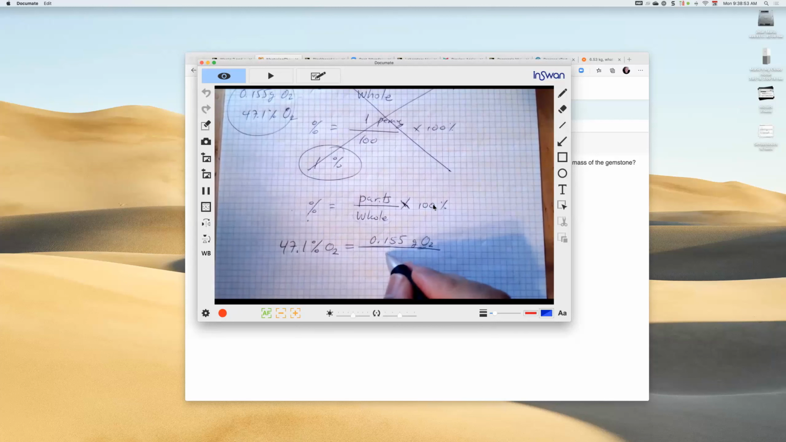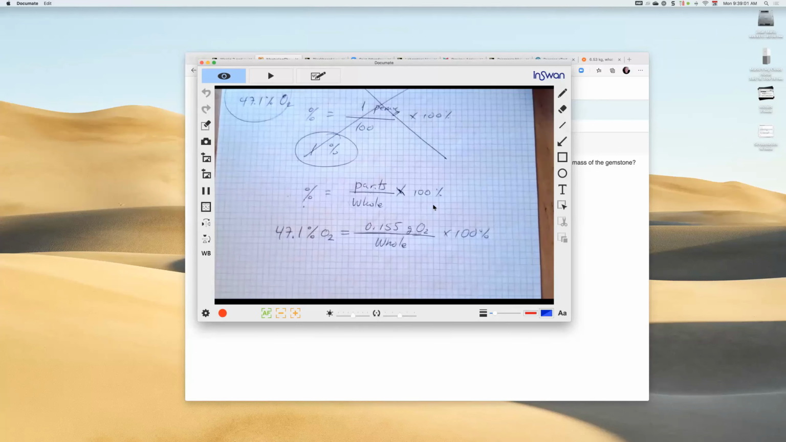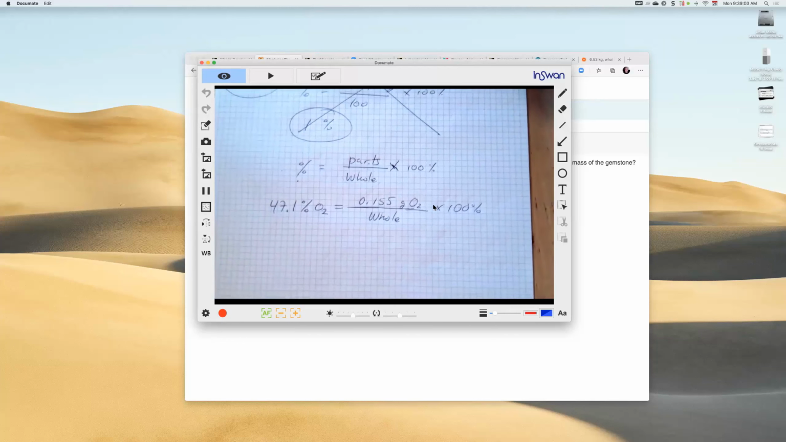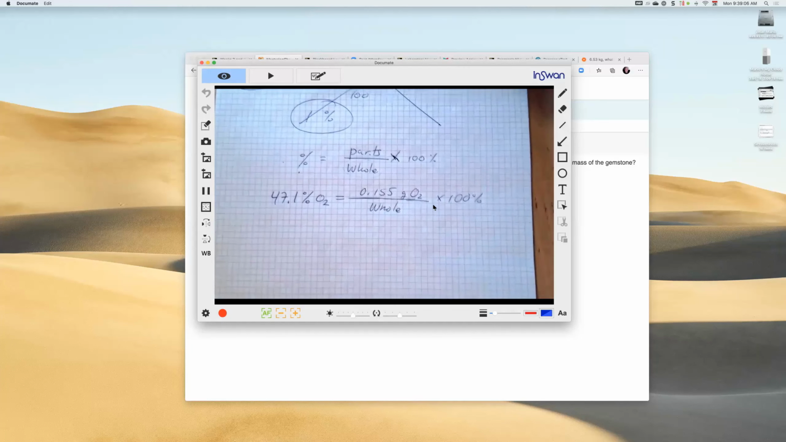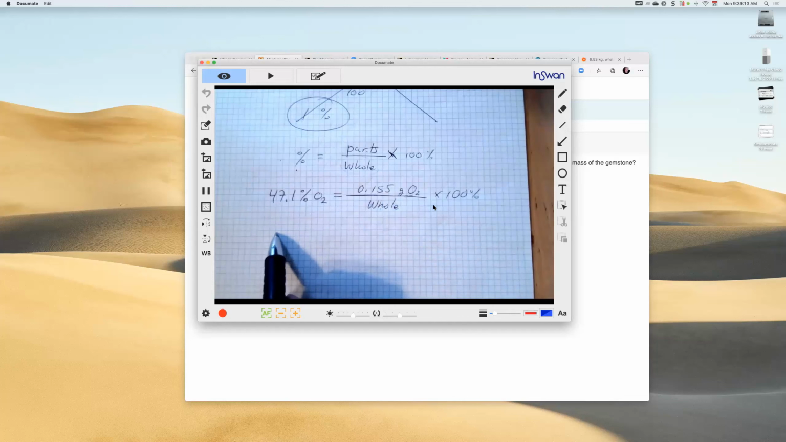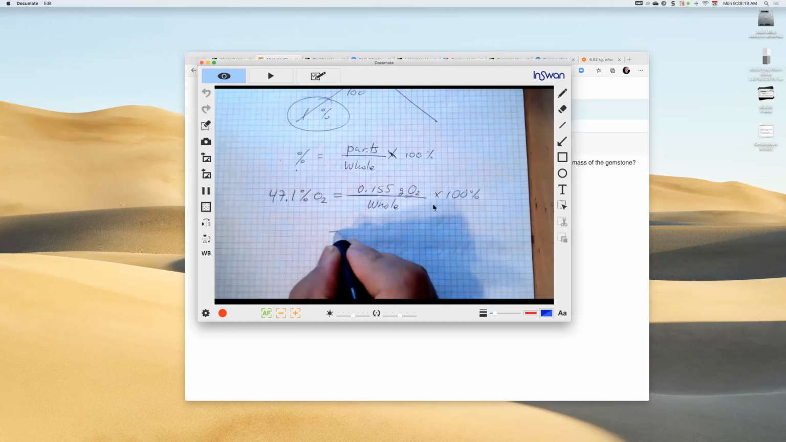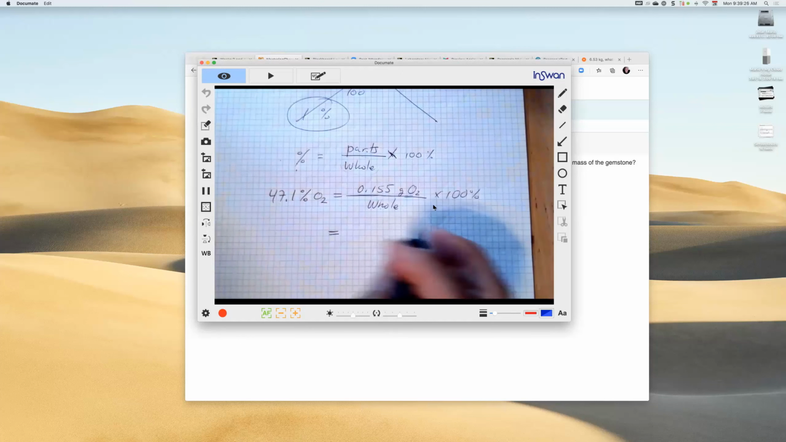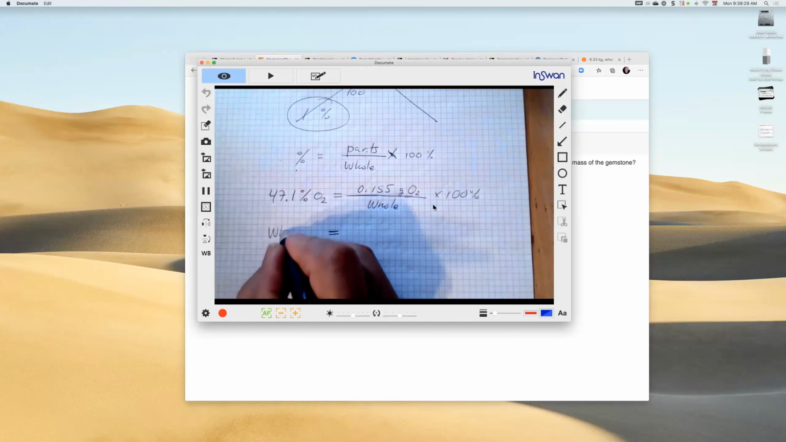What we don't know is the whole. So this is the gemstone. And then we have the 100% right here. So now the next task has very little to do with chemistry and more to do with algebra. We need to rearrange this equation so that whole is on one side of the equal sign and all of the numbers are on the other side. And since I'm not a math professor, I'm just going to do it in my head, and forgive me for not showing you that.